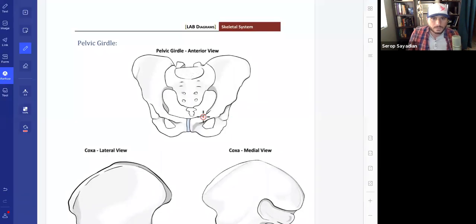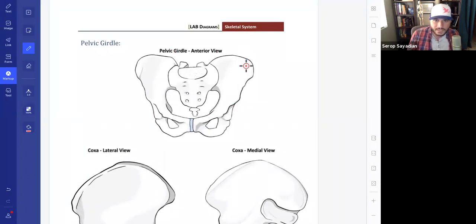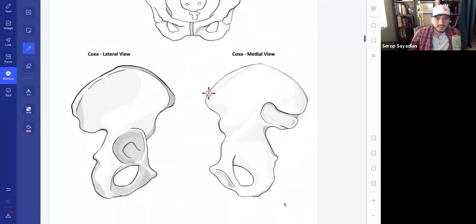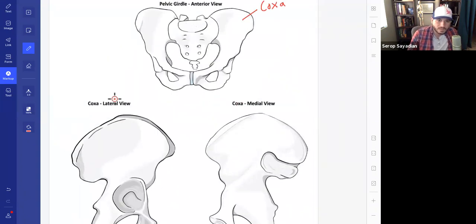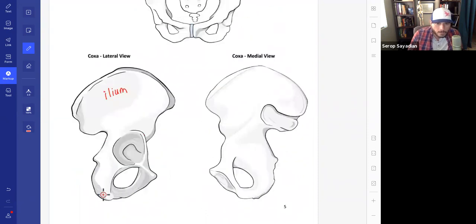So let's draw these in. First off, this entire thing is called the coxa. But let's label each specific one. So here we have the ilium. This pointed bone is the pubis. You can also see it here. And then what was this one called? Ischium. Very good, ischium.